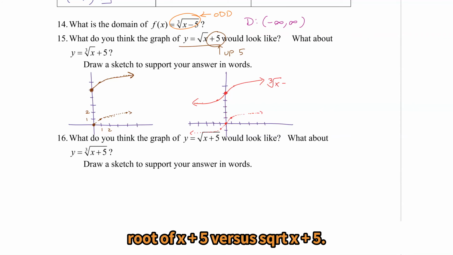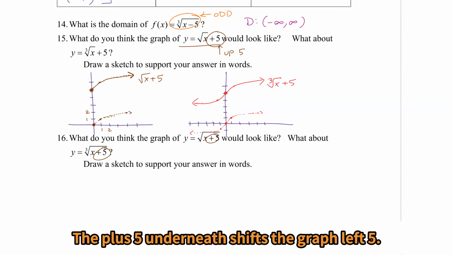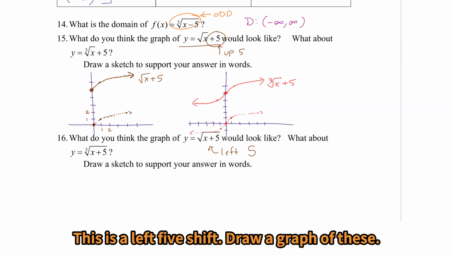So cube root x plus 5 versus square root x plus 5. That plus 5 just adding up. Shift upward by 5. How about for 16? The plus 5 underneath shifts the graph left 5. Remember that the plus in with the x goes in the opposite direction. This is a left 5 shift.